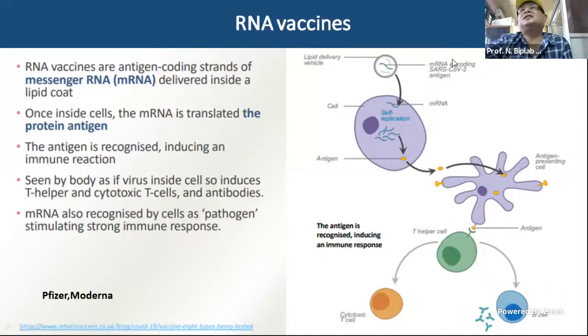So this is the messenger RNA encoding the SARS-CoV-2 antigen, and the self-replication goes on inside the cell, and the antigens are presented to the antigen-presenting cells, and then again to the T helper cells, and the same process goes on with the cytotoxic T cells or the B cells to produce antibodies.